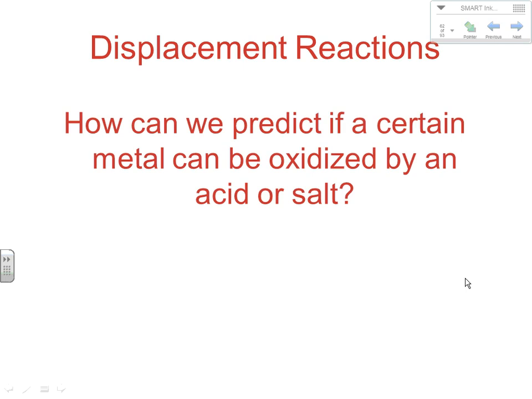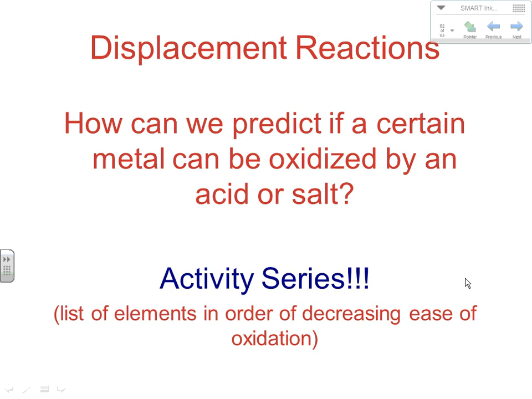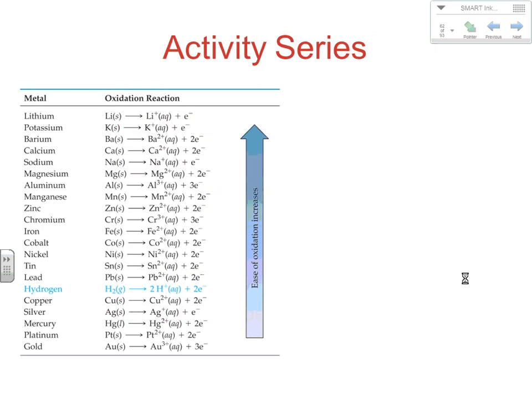How do we know if a certain metal can be oxidized by some acid or some salt? How do we know if that's going to happen? What can we use to predict which of these two things might occur and which one wouldn't? Well, if you recall from last year, this is something that you did with single replacement reactions. We use the activity series. So it's a list of elements in order of decreasing ease of oxidation. So as you go down, they're less likely to oxidize.